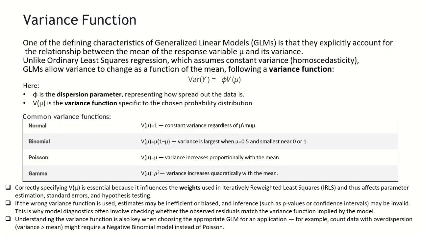While traditional regression assumes constant variance, GLMs allow variance to change as a function of the mean using a variance function V of mu. This specification is essential because it influences the weights used in IRLS and impacts parameter estimates, standard errors, and hypothesis tests. Using an incorrect variance function can lead to biased estimates and misleading conclusions. For example, when count data exhibits overdispersion, meaning variance exceeds the mean, a Poisson model may fail and a negative binomial model becomes more appropriate.